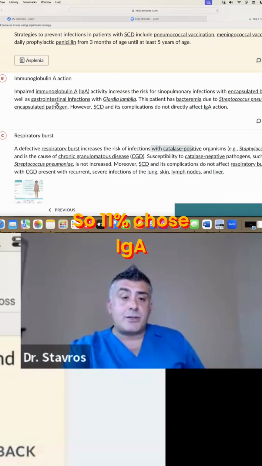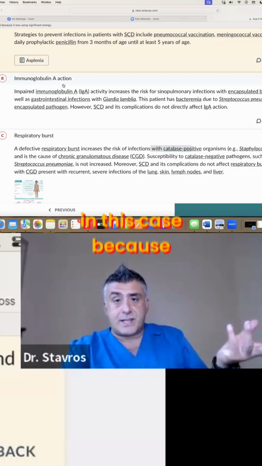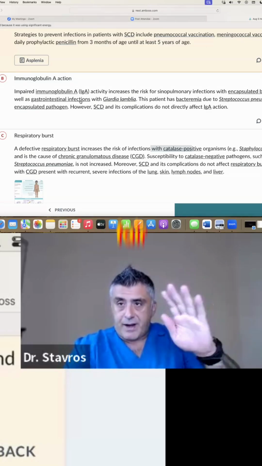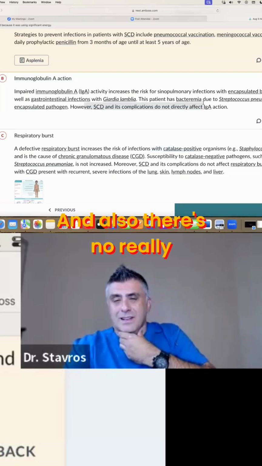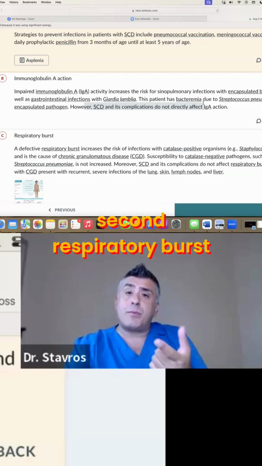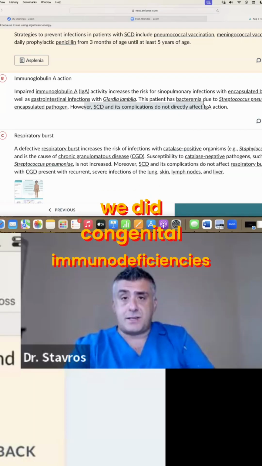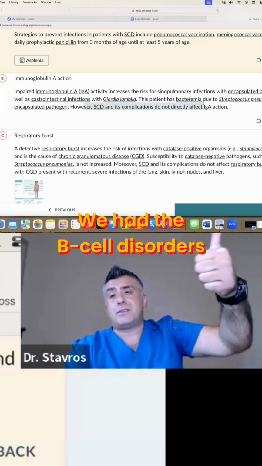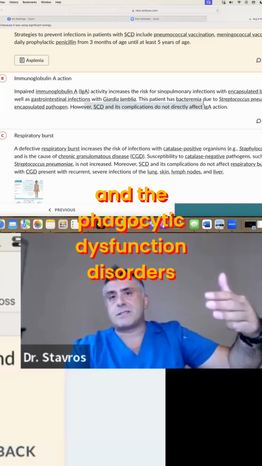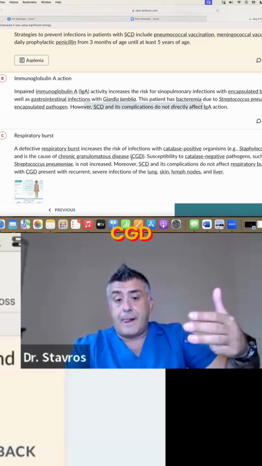So 11% chose IgA, which we know can never be the answer in this case because we didn't see anything with GI infections. Fair. And also there's no real correlation to it. Mucous membranes usually. Second, respiratory burst. We did congenital immunodeficiencies back in immunology. Remember that? We had the B cell disorders, the T cell disorders, the B and T cell disorders, and the phagocytic dysfunction disorders. And that's one of them, CGD.